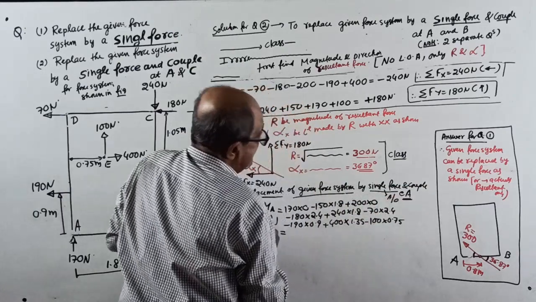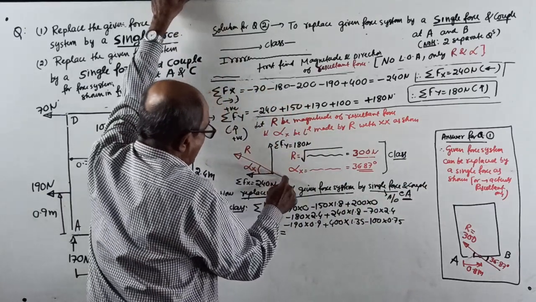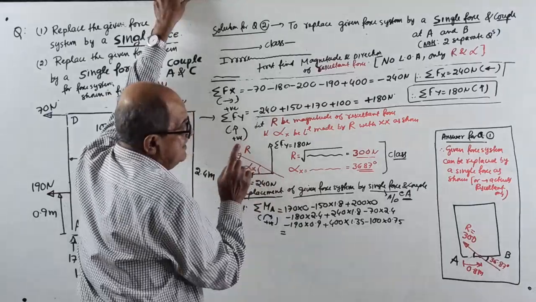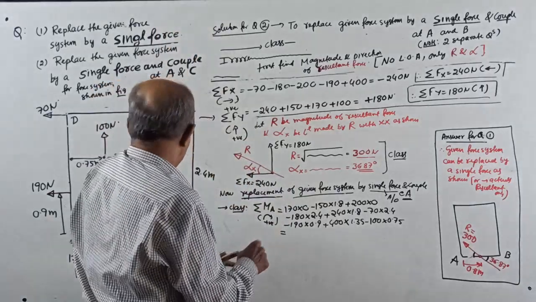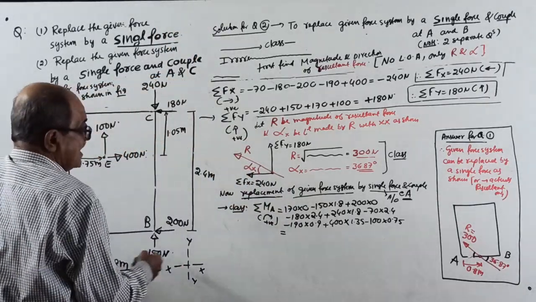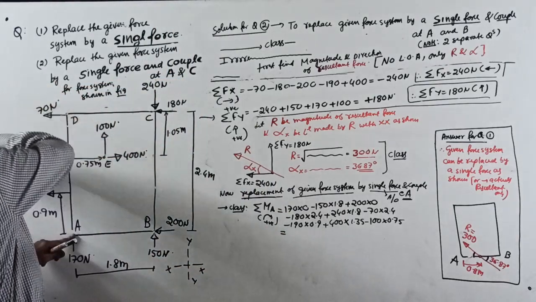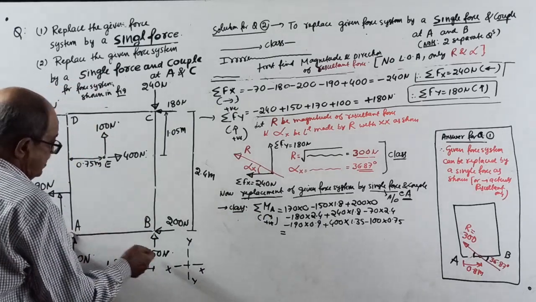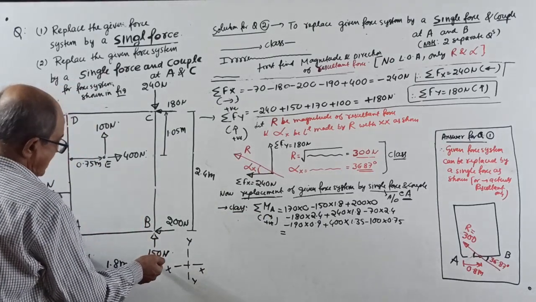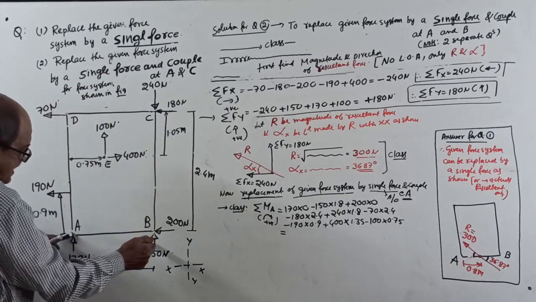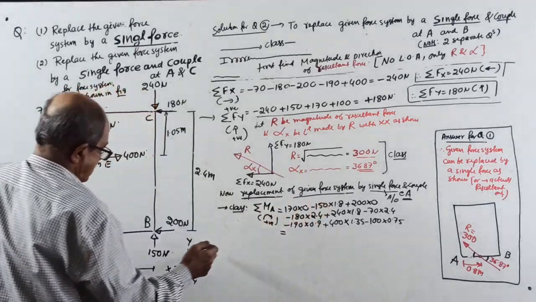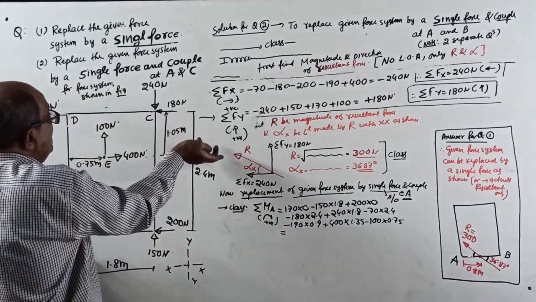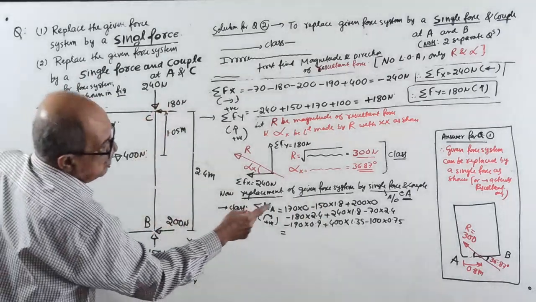How much? 300 Newton at 36.87 degrees is a single force. Now couple, find moment about A. Start: minus 70 into 2.4, but here 170 into 0. Then minus 150 into 1.8, already I explained. 200 into 0, minus 180 into 2.4, correct?